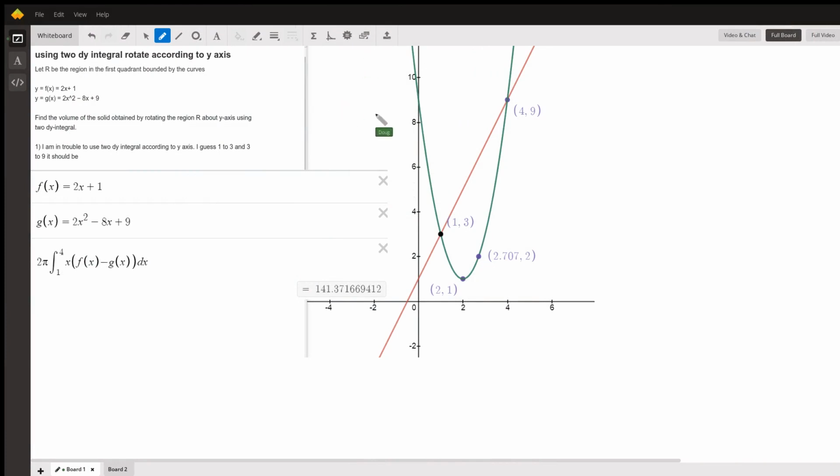Okay, this is a bit of a sadistic problem because the easiest way to do the problem is to use the shell method. Now, this y-axis is our axis of revolution. I've got the green graph here as g of x, 2x squared minus 8x plus 9. The red line is f of x.